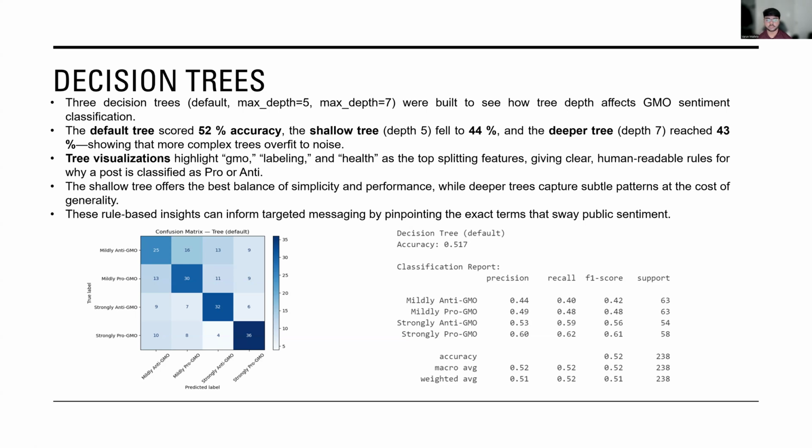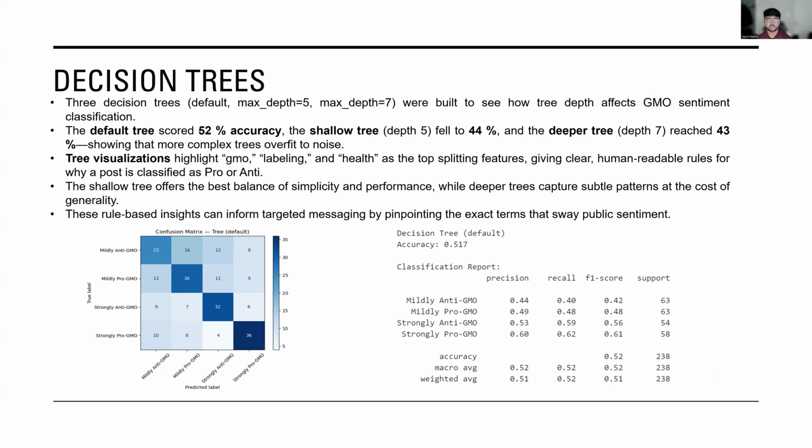The best model I found was the tree with the default depth, that is, with maximum depth. The accuracy was around 52%, that is 51.7 to be specific. The shallow tree with depth 5 fell to an accuracy of 44%, and the deeper tree with depth 7 fell to around 43%, which shows that the more complex trees overfit to noise. The tree visualizations highlighted that GMO labeling and health were some top splitting features, giving clear and human-readable rules for why a post is classified as pro or anti-GMO.